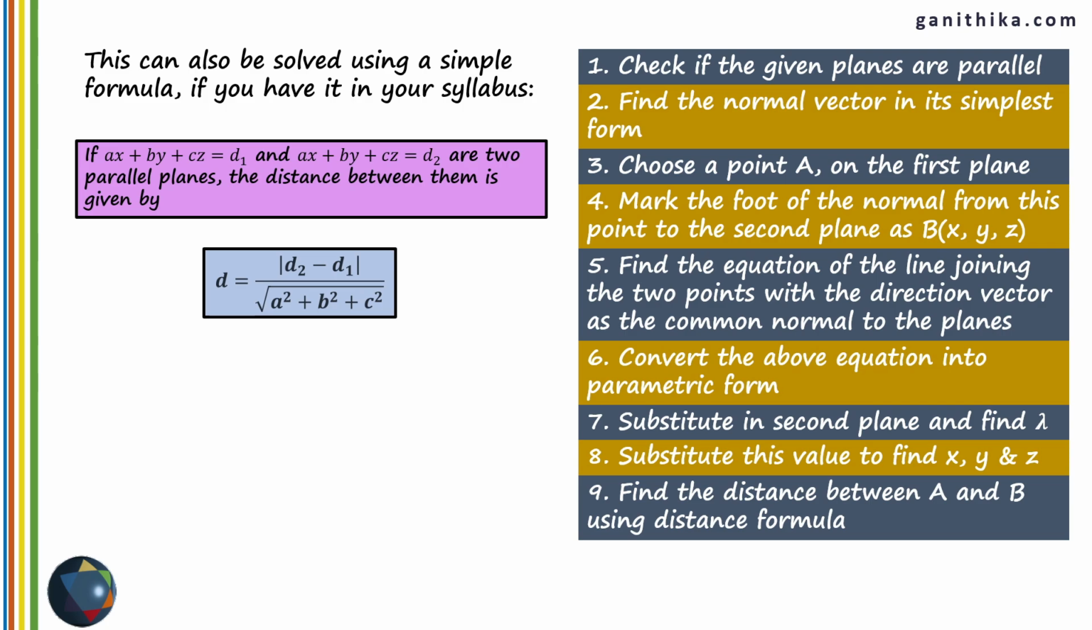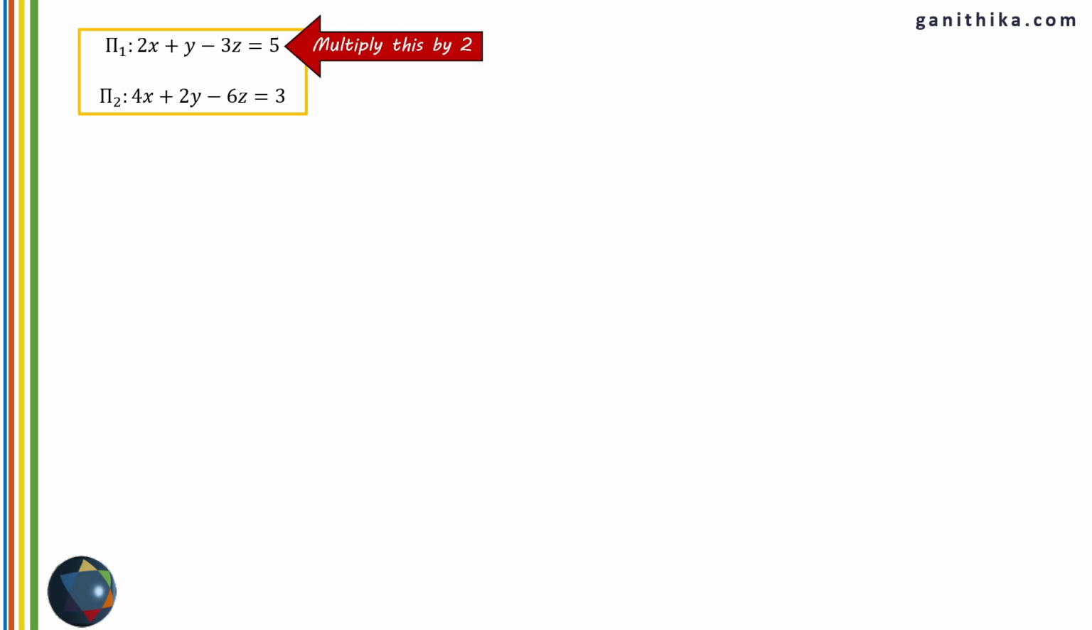The distance is the absolute value of d2 minus d1 divided by the square root of a squared plus b squared plus c squared. And here you have to be very, very careful that the a, b, and c, that is the coefficients of x, y, z, should be the same. If they are not the same, you have to multiply or divide so that they become the same. Because they are parallel planes, it's always possible to make them the same. So a is for x, b is for y, c is for z as coefficients for both the planes. So let's do the same example using this method.